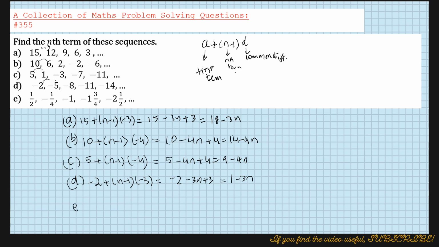Part E is very similar. All we have to do is find the difference between minus 1 out of 4 and minus half. So the first term, you start with a, you write down the first term first, so that's half, and then plus n minus 1 times the common difference, so minus 1 out of 4 minus half, and that would be minus 1 minus 2 over 4, so that would be minus 3 out of 4 is the common difference, so times minus 3 out of 4.